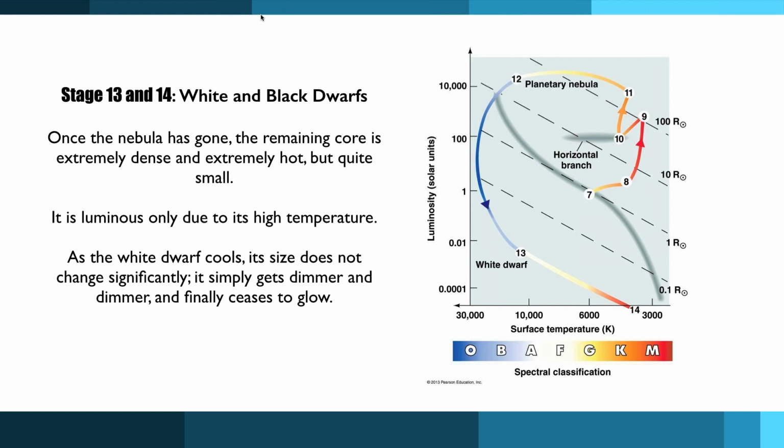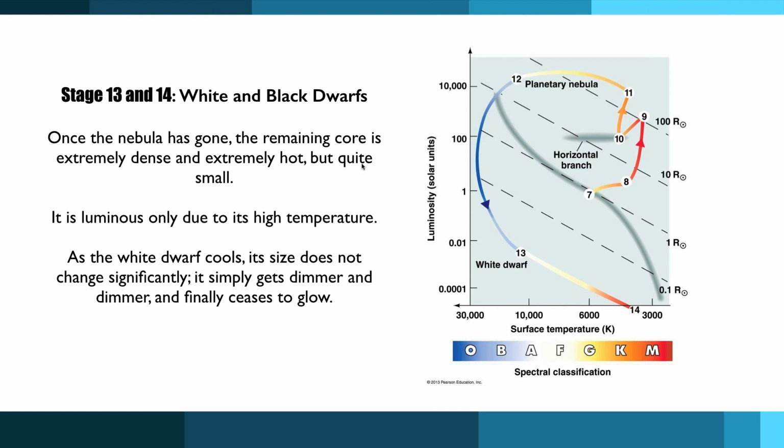It's only bright because it is still very hot, but eventually, without anything to keep it hot, without any internal processes happening, it's going to continue to cool. And as it cools, it's going to lose its luminosity as well. It's just going to get dimmer and dimmer and dimmer and eventually cease to glow.